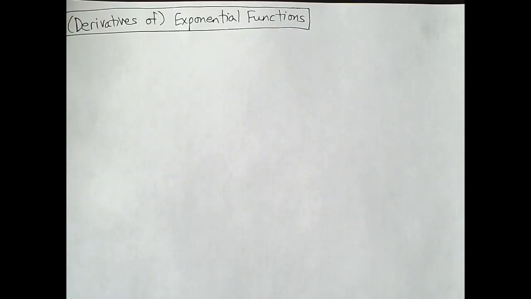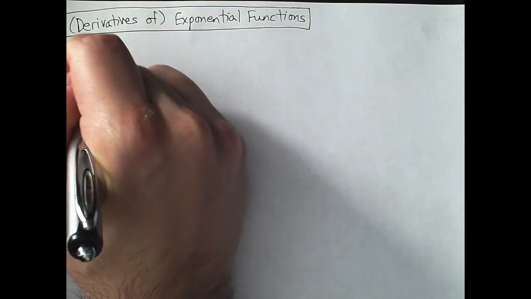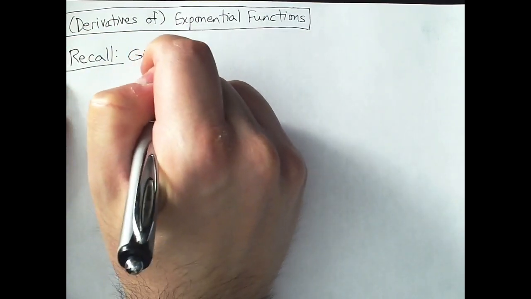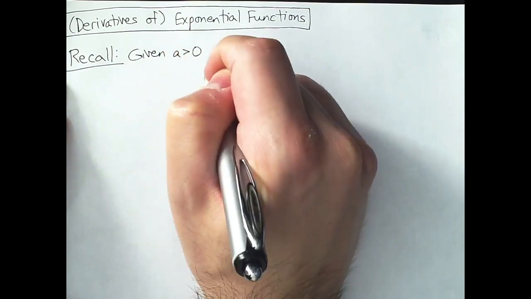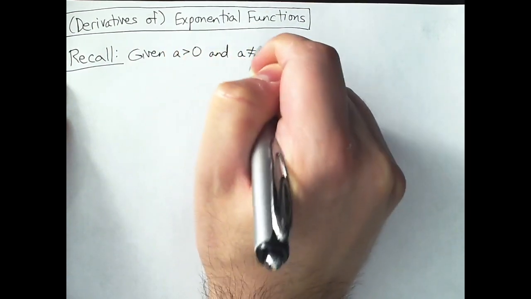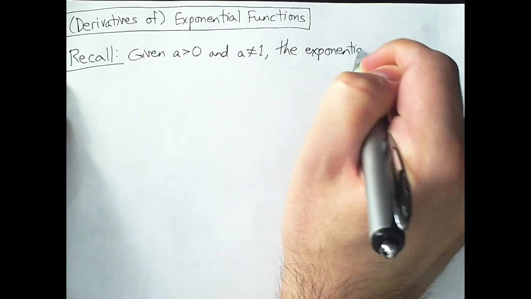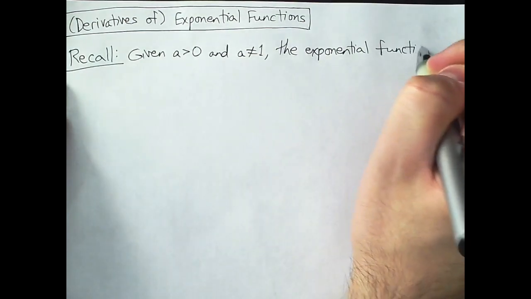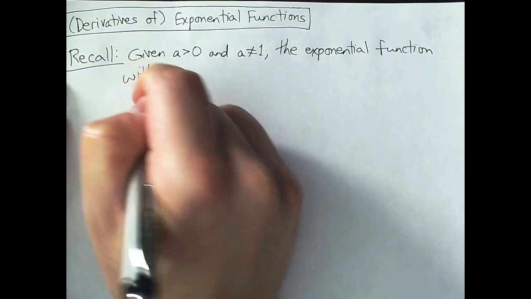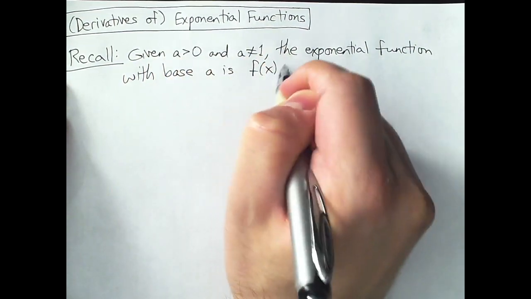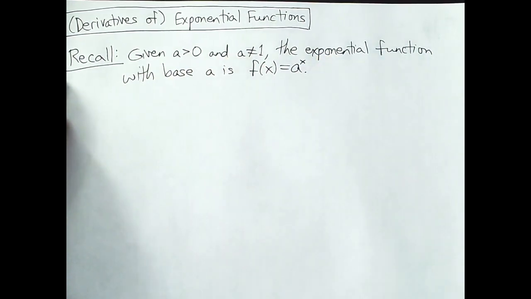So, derivatives of exponential functions. I think for a few minutes, what I want to do is just remind you of some things about exponential functions in general, because this is going to help us. So recall, if you're given a number a that's greater than 0 and a is not equal to 1, the exponential function with base a is f of x equals a to the x. All right, so that's just the definition of an exponential function.